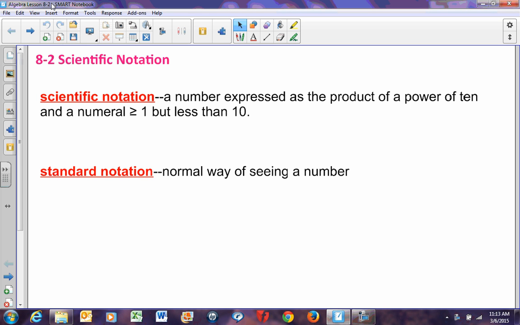This is Algebra Lesson 8-2, Scientific Notation. Hopefully you've done scientific notation in some of your science classes, so this should not be new to you. It should be something you've seen before, and hopefully it will just be a good refresher.